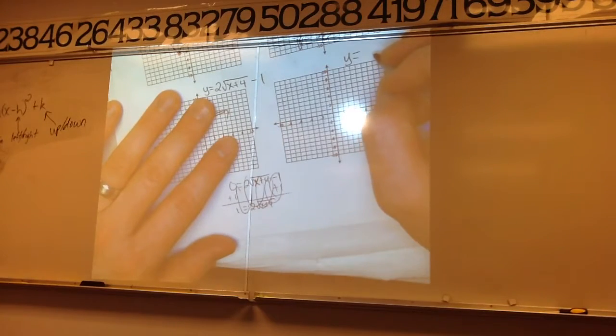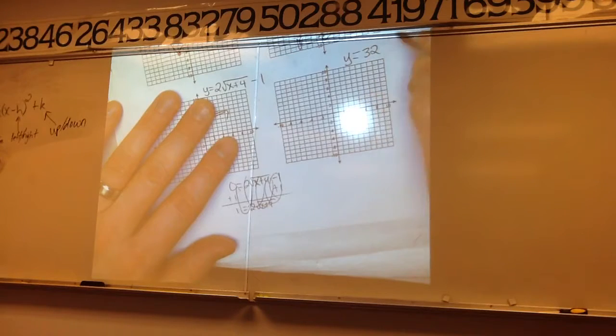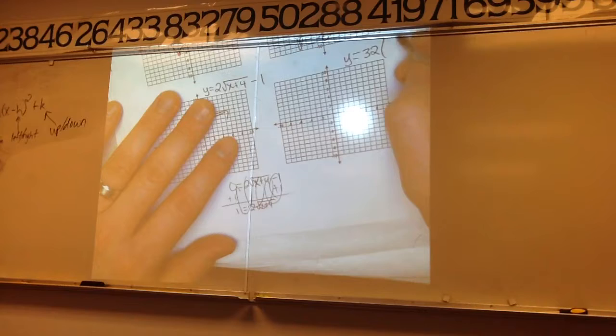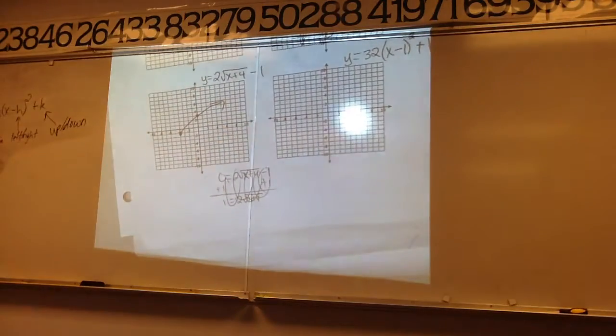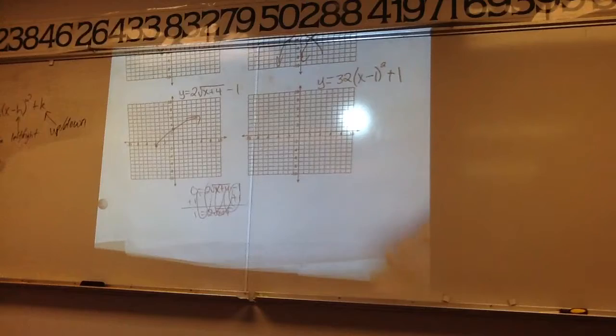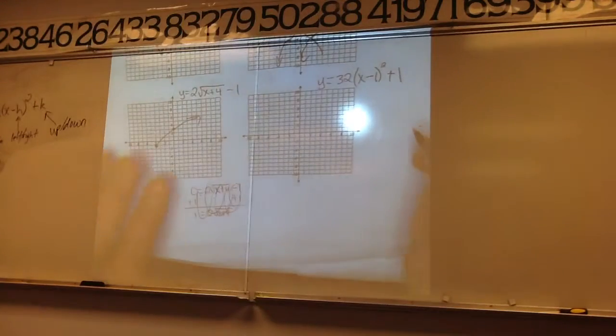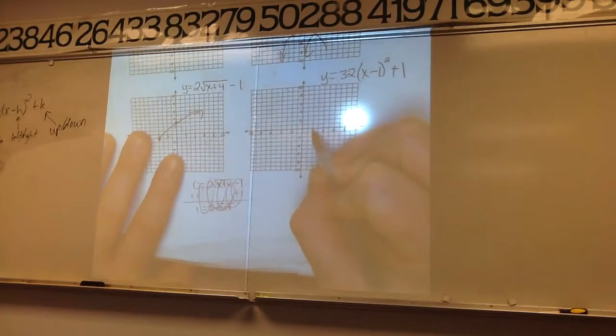32. 32, holy smokes. It's going to be off the page. We'll go 32 times x minus 1 squared minus 1. Let's go plus 1. That's crazy. Key point. Where's your vertex? To the right one, down one. Right one, up one.